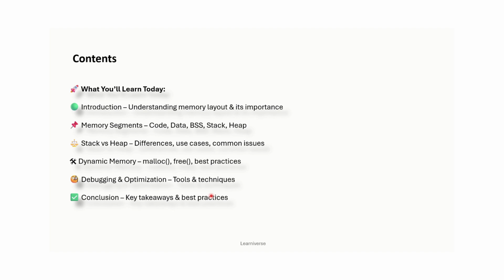We'll understand what is the difference between stack and heap and some issues and use cases, and also we will go through dynamic memory, mainly malloc, calloc, free, and what are their best practices, and also debugging and optimization part, and also some key takeaways at the end along with best practices.